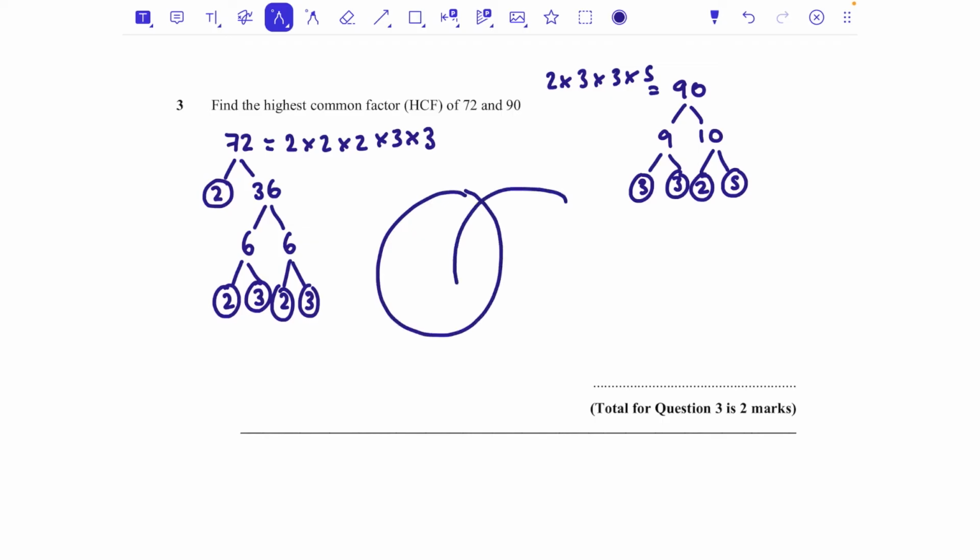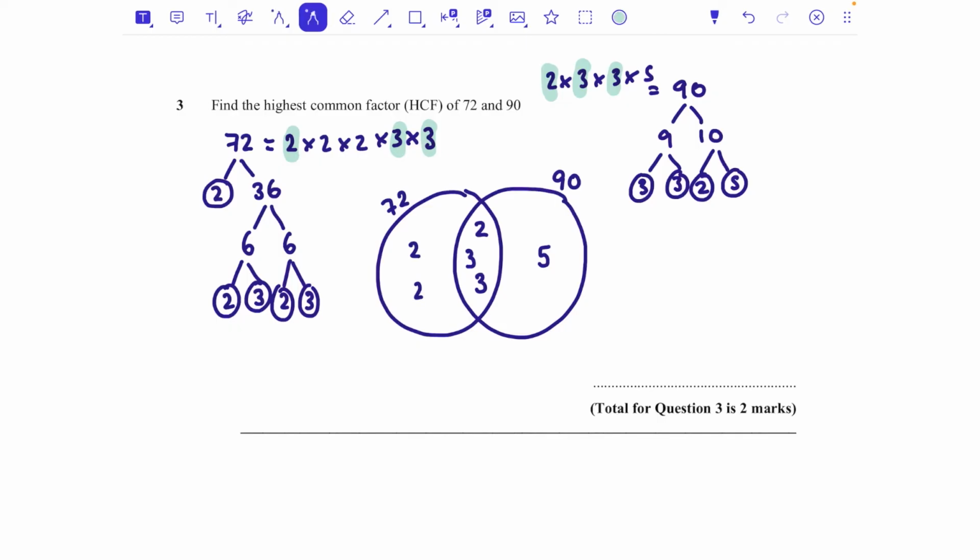And if you want the highest common factor, we're just going to multiply together what ends up going in the intersection, in the middle bit of the Venn diagram. Now, what can I put in the middle? I can put a 2 in the middle because they both have one of those. I can put a 3 in the middle because they both have one of those. I can put another 3 in the middle because they both have another 3. Now there's nothing else in common. With 90 I've got 5 left to go on the outside, and with 72 I've got a 2 and a 2 left here. Your highest common factor is all the numbers in the middle multiplied together. So 2 times 3 times 3 is 6 times 3, so 18.